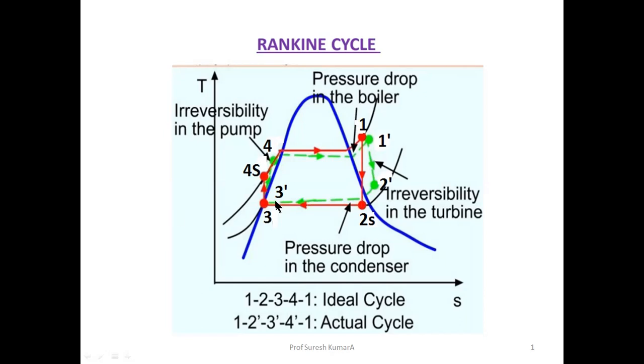And again 3 dash to 4 dash: instead of going from 3 to 4s, it might go from 3 dash to 4 dash. Here also there is irreversibility which has been shown. That means instead of pumping to 30 bar, that is the boiler pressure which I gave as an example, it might pump to 29.5 bar. It is quite possible because of the loss in the pressure during the pumping.